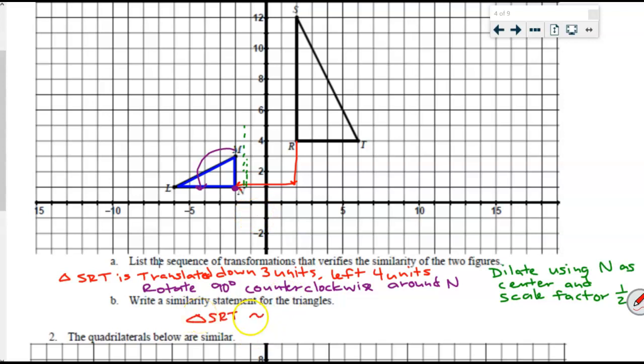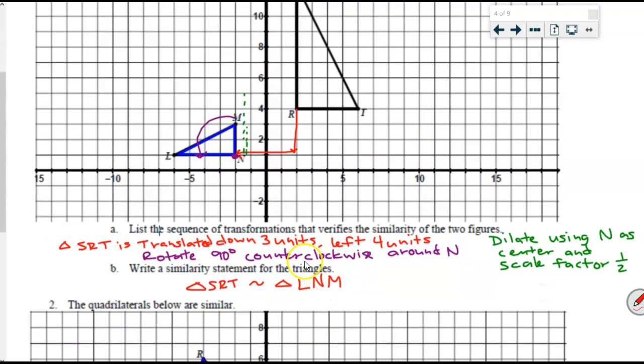is similar to triangle. Make sure that our points correspond to one another. So S is up here. When it was translated, rotated, and then dilated down, that is triangle or point L. R corresponds with N, so I'm going to list that next. And T corresponds with M, so I list that at the end. Triangle SRT is similar to triangle LNM.